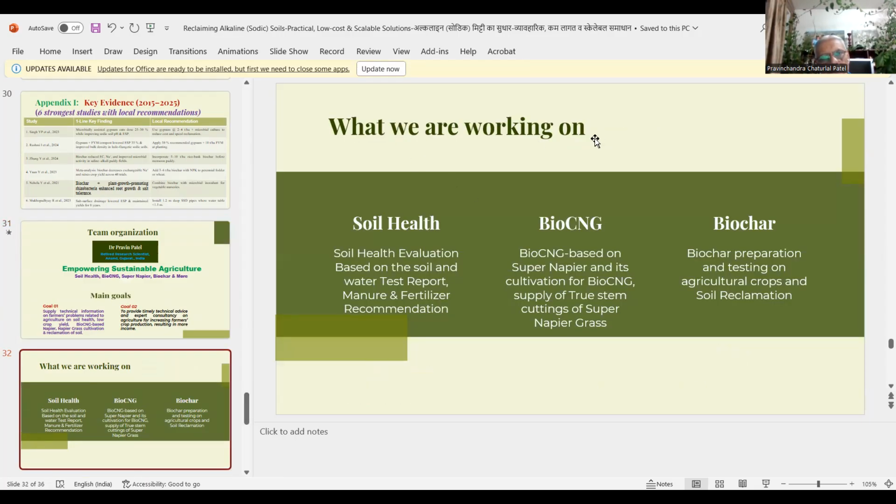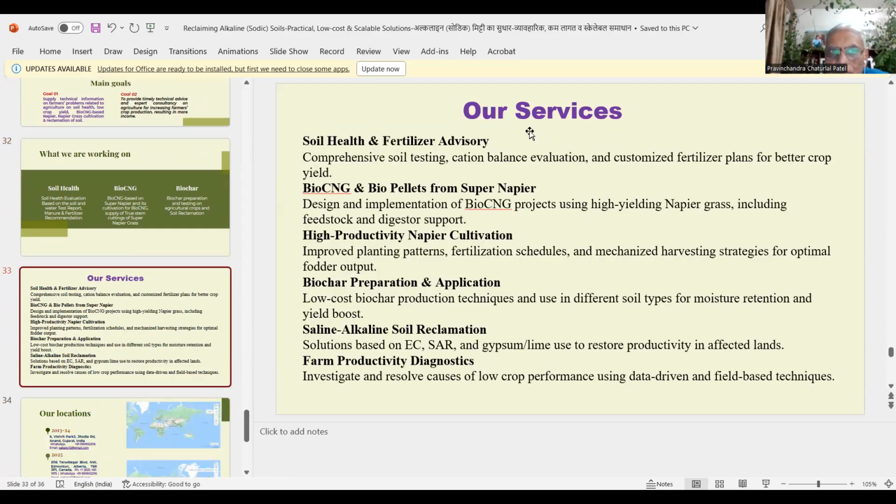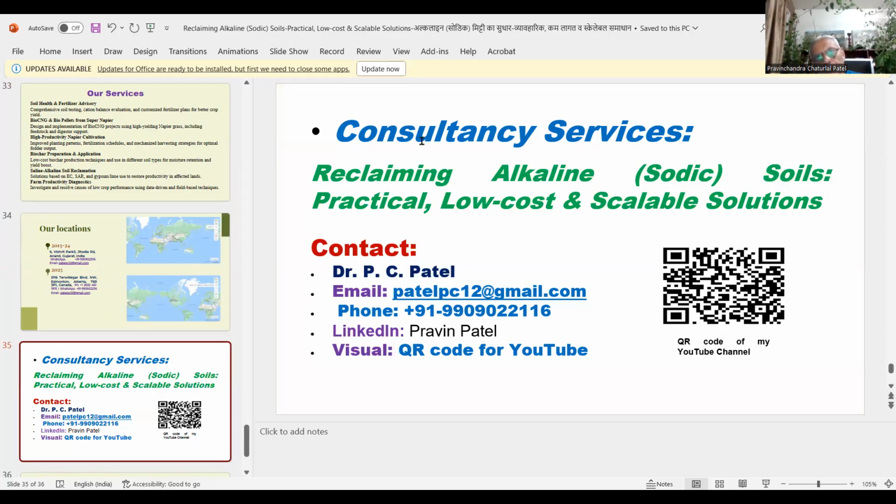So what are we working on? We are working on soil health, Bio-CNG, and Biochar. Our services: soil health and fertilizer advisory, Bio-CNG and biopellet from Super Napier, high productivity of Napier cultivation, biochar preparation and application, saline alkali soil reclamation, and farm productivity diagnosis. Consultant services: reclaiming alkali soils, a practical, low cost and scalable solution. If you need, you can contact me.